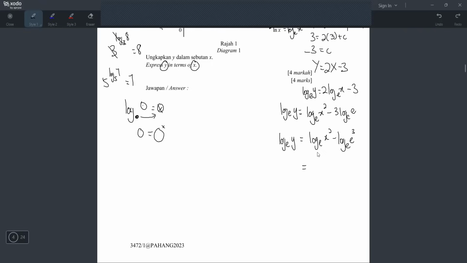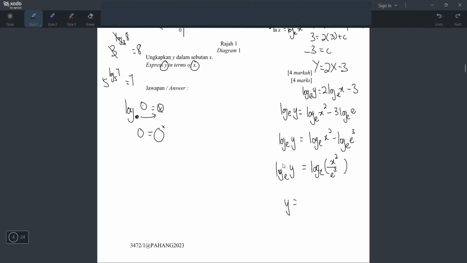And why do I do that? Because I know separate logs with minus can be combined into a single log. But when you combine into a single log, you have to divide whatever is inside. It means you have to take x power 2 divided by e power 3 like this, right? And now here is still log y base e, and now only I will do the anti-log.